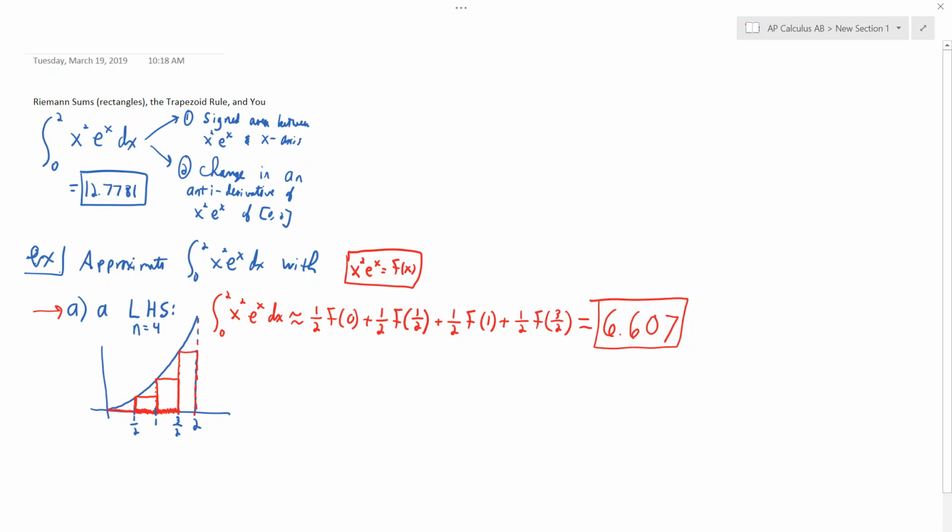Easy enough? You all feel comfortable with this? Great. Find the right-hand sum. I'm going to write it out up here. You do it on your own too.